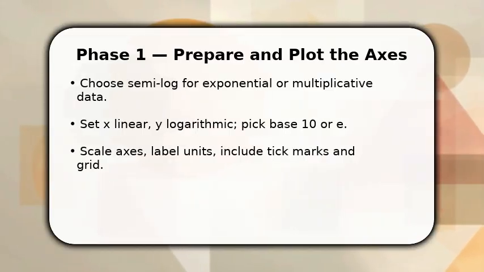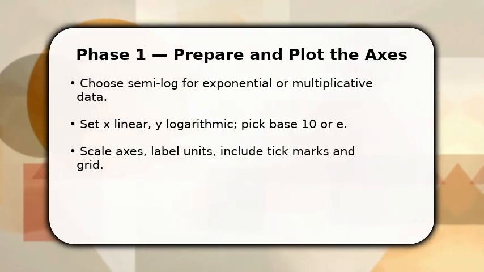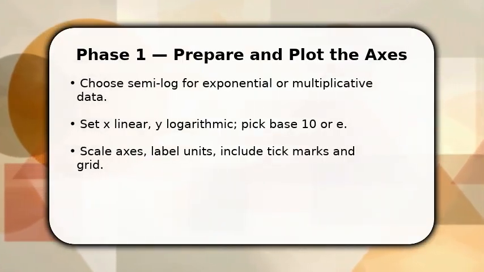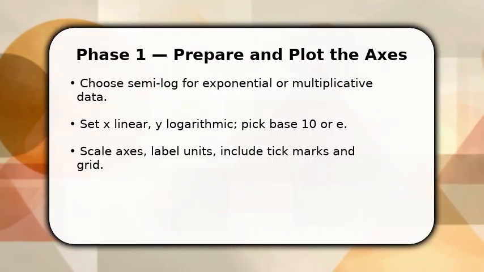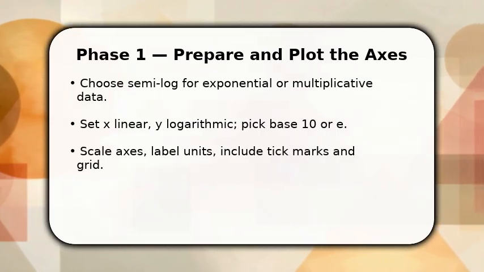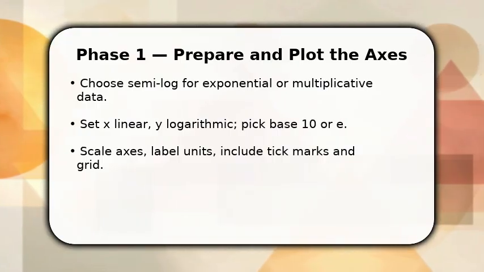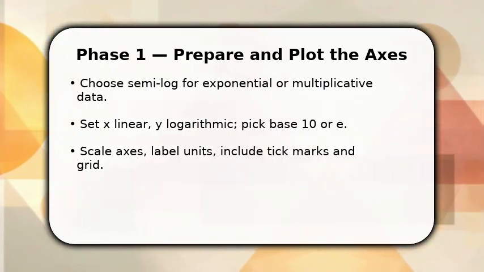You start by confirming the data suits a semi-log, exponential growth, or multiplicative changes. First, set the x-axis linear and the y-axis logarithmic, choosing base 10 or e depending on convention. Once done, scale the axes so tick marks represent equal ratios, not equal differences, and label units clearly. Make sure to include a light grid to read values.